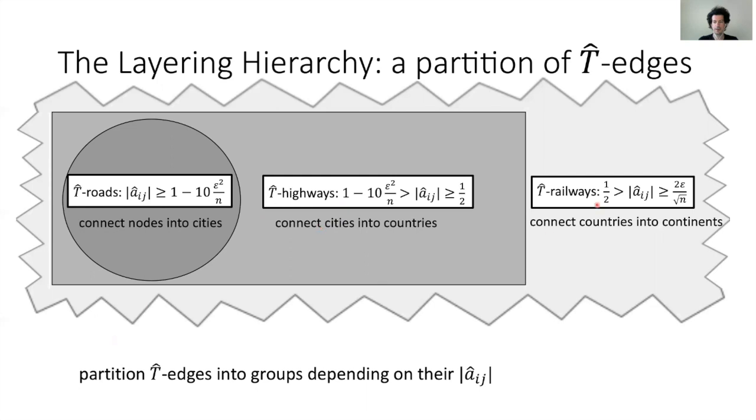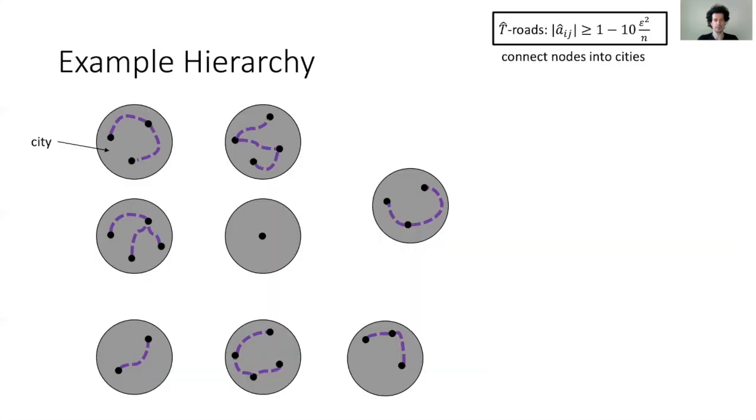Next, we have T hat railways whose absolute estimated covariance is between 1/2 and 2 epsilon over root n, and those connect countries into continents. All remaining T hat edges are going to be called T hat airways, and this must connect continents. Next, let me provide an example of our layering hierarchy together with some important properties for it that we establish.